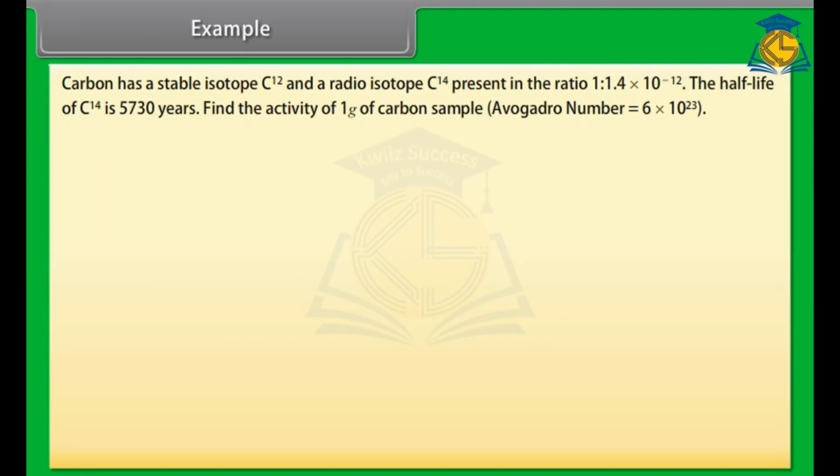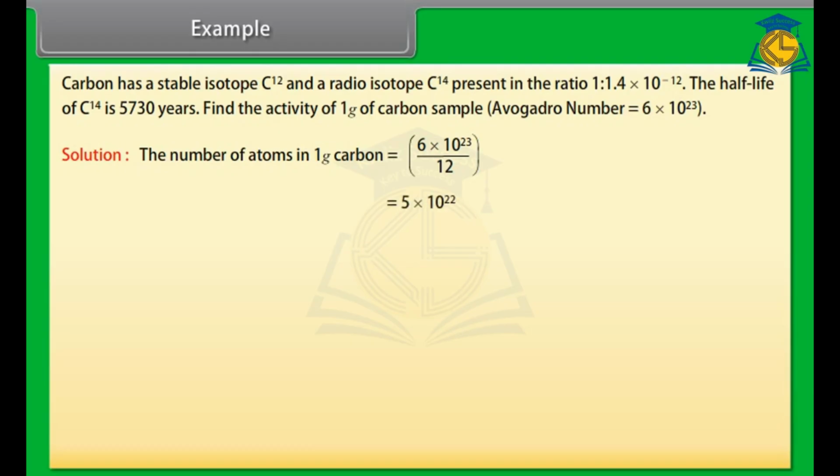Example: carbon has a stable isotope carbon-12 and a radioisotope carbon-14 present in the ratio 1 : 1.4 × 10^−12. The half-life of carbon-14 is 5,730 years. Find the activity of 1 gram of carbon sample. Avogadro's number is 6 × 10^23. Solution: the number of atoms in 1 gram carbon is 6 × 10^23 / 12, which is equal to 5 × 10^22.